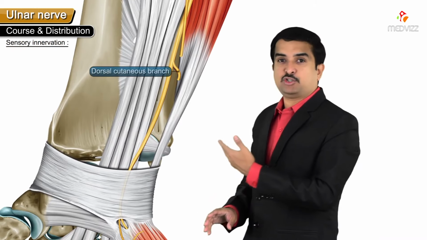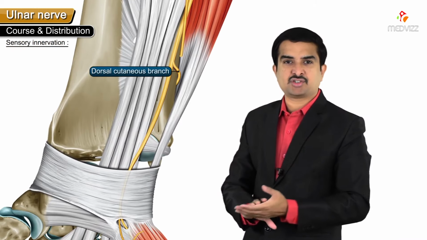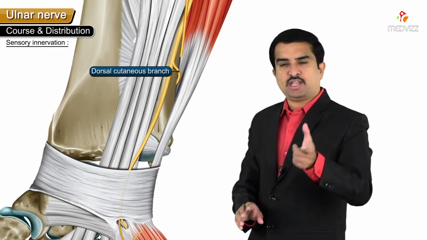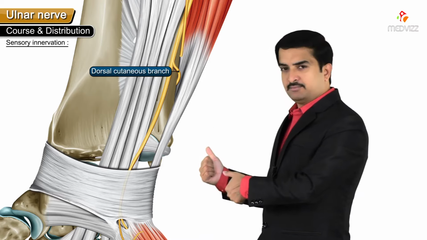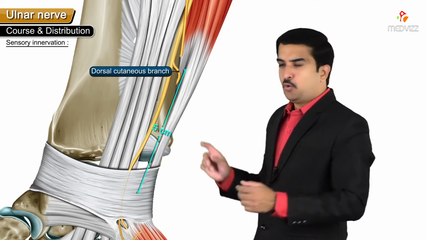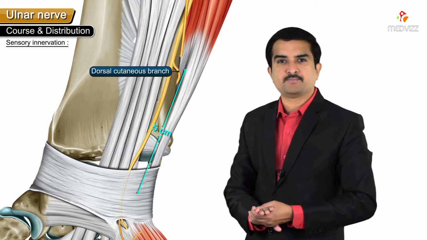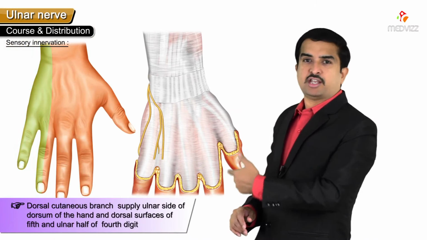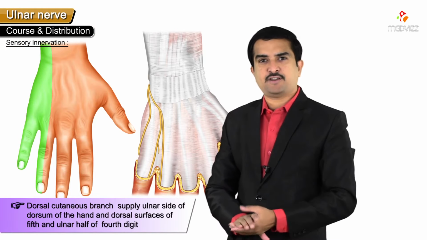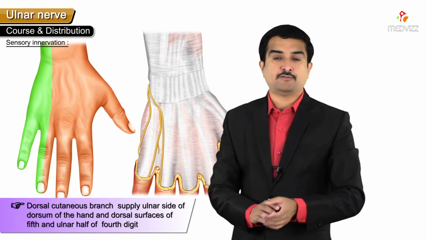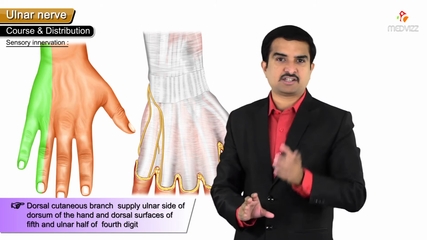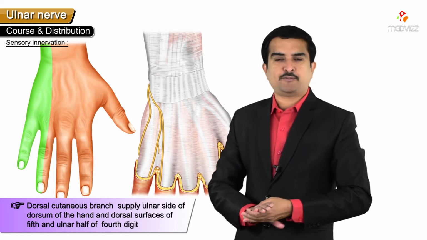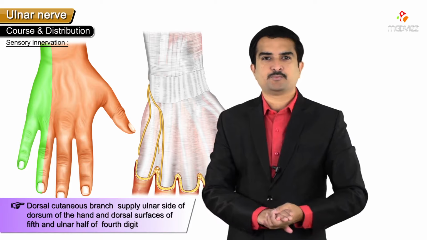Now let us talk about the dorsal cutaneous branch. We have discussed this earlier, but let us discuss it in a more precise way. The dorsal cutaneous branch is given off more distally, approximately 5 centimeters proximal to the top of the wrist, and courses dorsally around the ulna to supply the ulnar side of the dorsum of the hand and the dorsal surfaces of the 5th and ulnar half of the 4th digit. This is what we have discussed earlier. So by this we completed the deep as well as the superficial branches of the ulnar nerve.